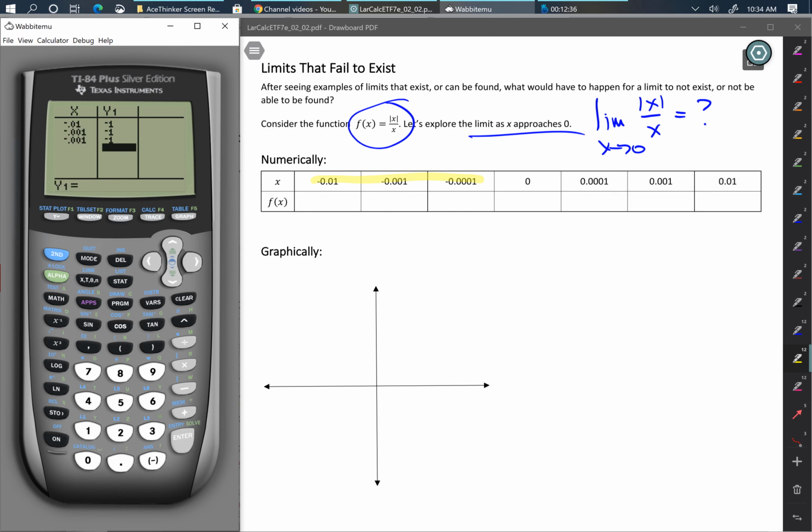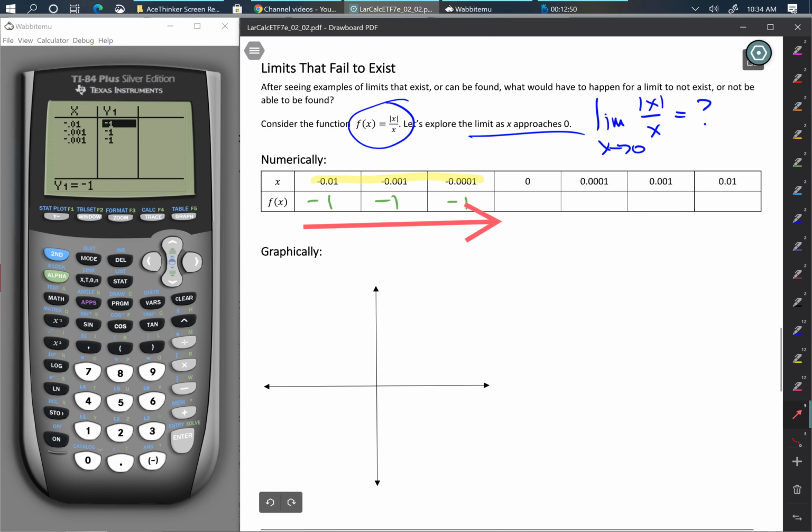I wonder if it's doing the same thing it was doing earlier, where it's just rounding. No, it looks like these values are all negative 1, negative 1, negative 1. So what is it approaching from the left? It appears to be approaching negative 1.